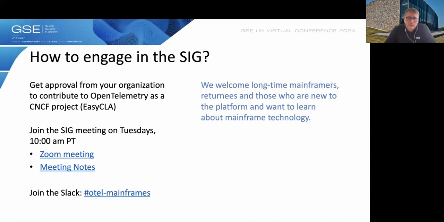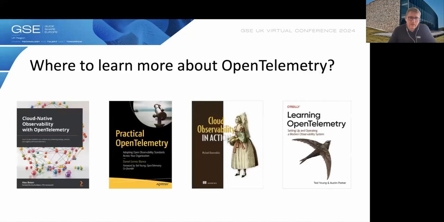And at last, I want to say we would like to welcome long-time mainframers, returnees, essentially anybody, newcomers to the platform who just want to learn the mainframe. It's an exciting topic to bring together 2 worlds, the distributed world and the observability from the distributed world with OpenTelemetry, and then, of course, the concepts of the mainframe. So you're welcome to join the SIG. We look forward to meeting you there.